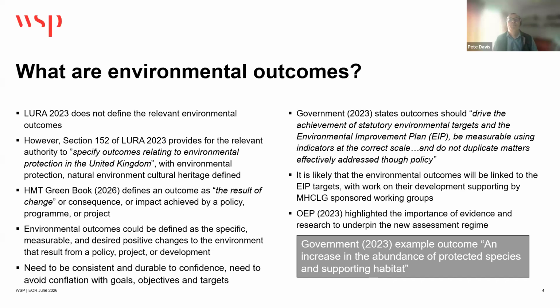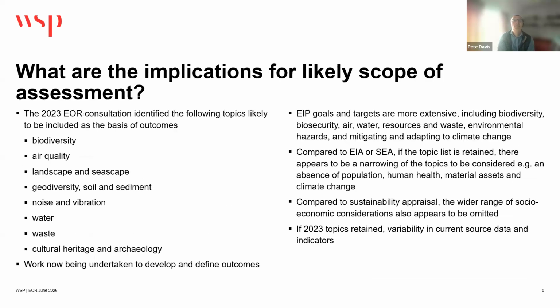At this point, both in terms of the consultation and then subsequently, there's strong reference to outcomes being a reinterpretation of the targets and goals in the Environment Improvement Plan. But that's not clear. And there should be work undertaken at this point to progress an understanding of that, which ultimately underpins what is published in terms of the regulation. There's an example of the outcome in the government consultation 2023. And I think it shows you the gap at this point, as highlighted in OEP, that the evidence is needed. Next slide, please, Maxine.